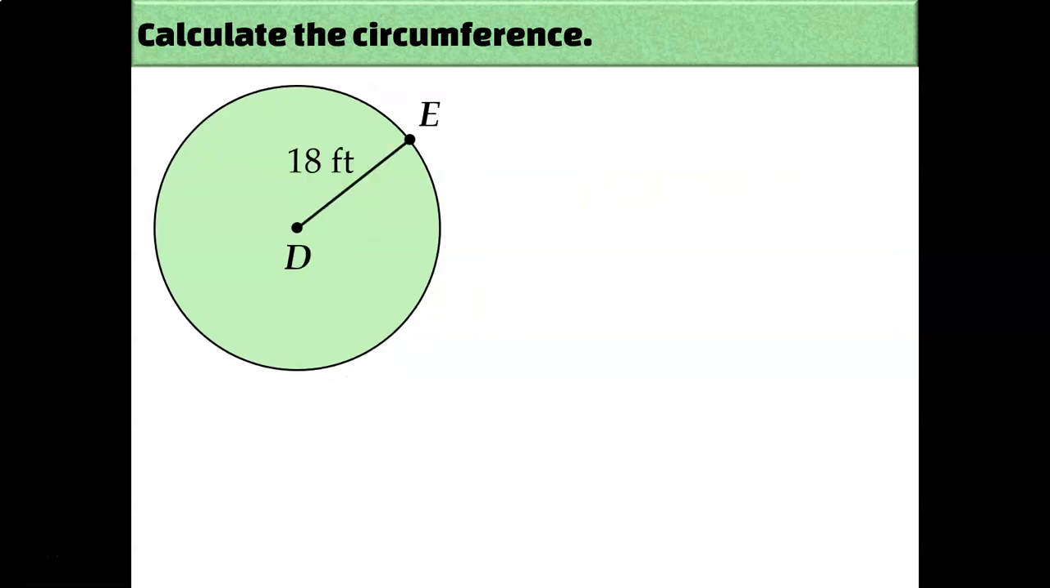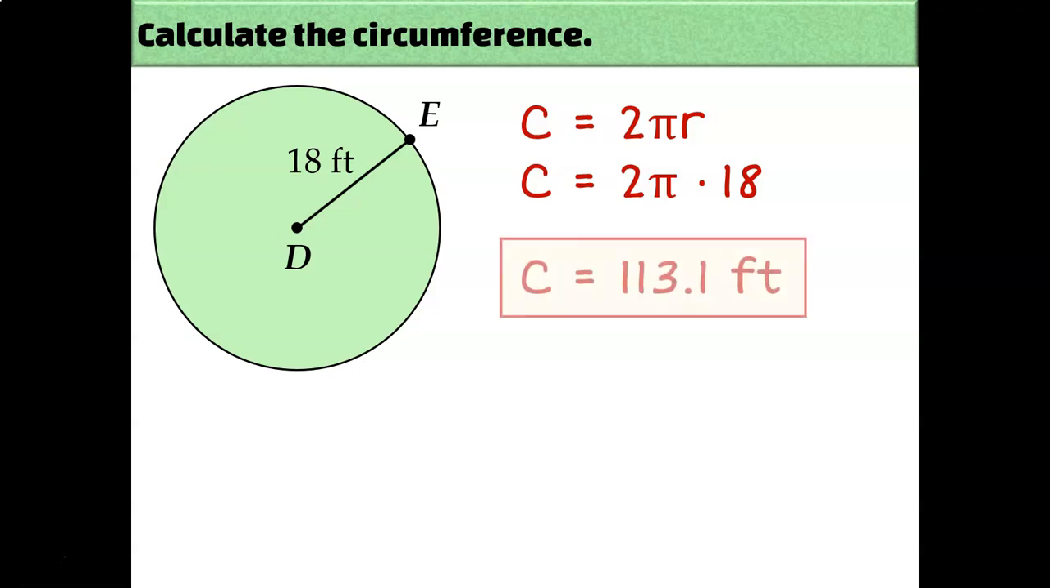On our next example, we're given the radius instead of the diameter, so this time I'll want to use this version of the formula, 2 pi r. So the circumference equals 2 pi times 18, or 36 pi, which means the circumference is approximately 113.1 feet.